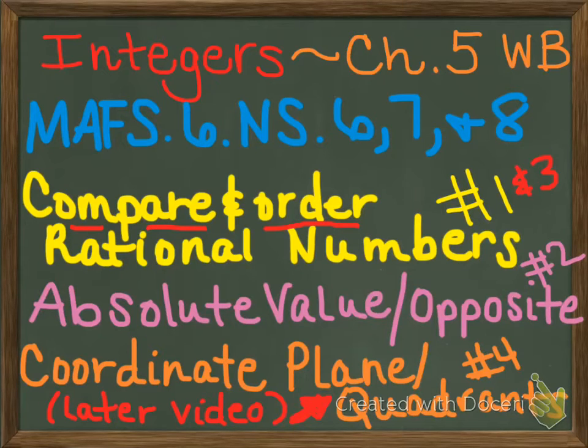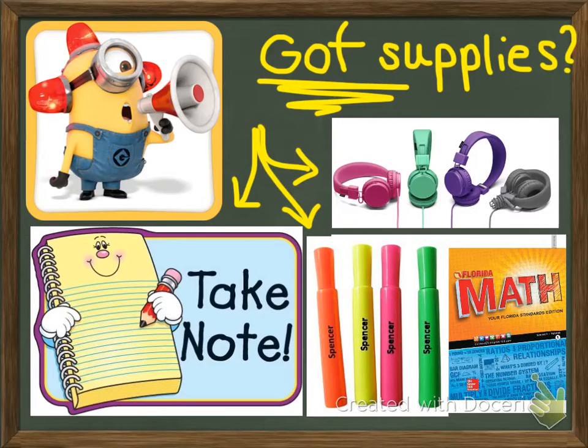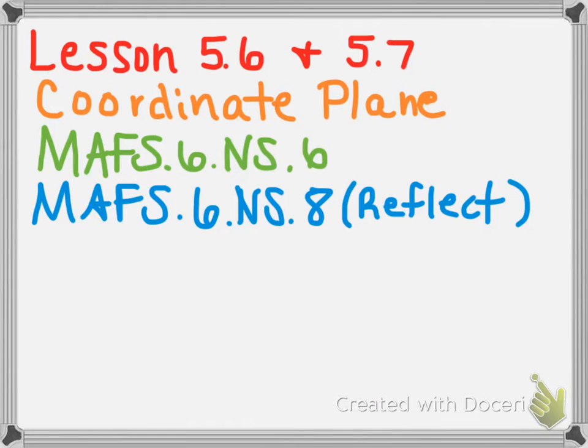Alright, so we're still on integers in chapter 5 of the workbook. We're still focusing on the same standards for number sense, 5, 6, 7, and 8. We are now to the coordinate plane quadrants section. So make sure you have your supplies, which includes your workbook, so you can write down some notes, try the guidance, and at the end do the guided practice. This is for lesson 5.6.